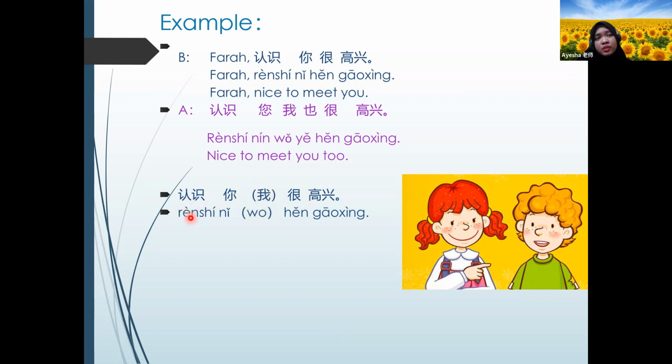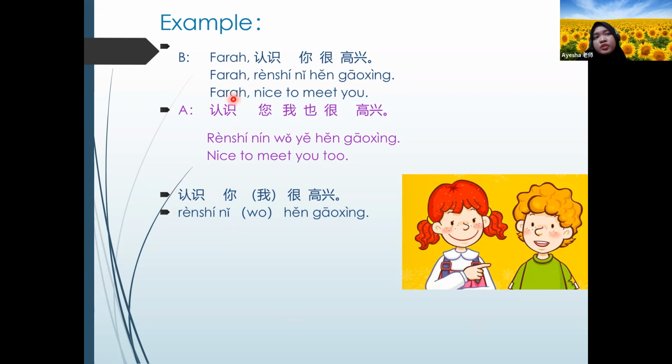So again, 认识你, 认识 is a verb. 很高兴 is an adjective. So in Mandarin, you say verb first and then you say adjective. Who is very happy? I am very happy, but I omit the word. Therefore, the term is 认识你很高兴.